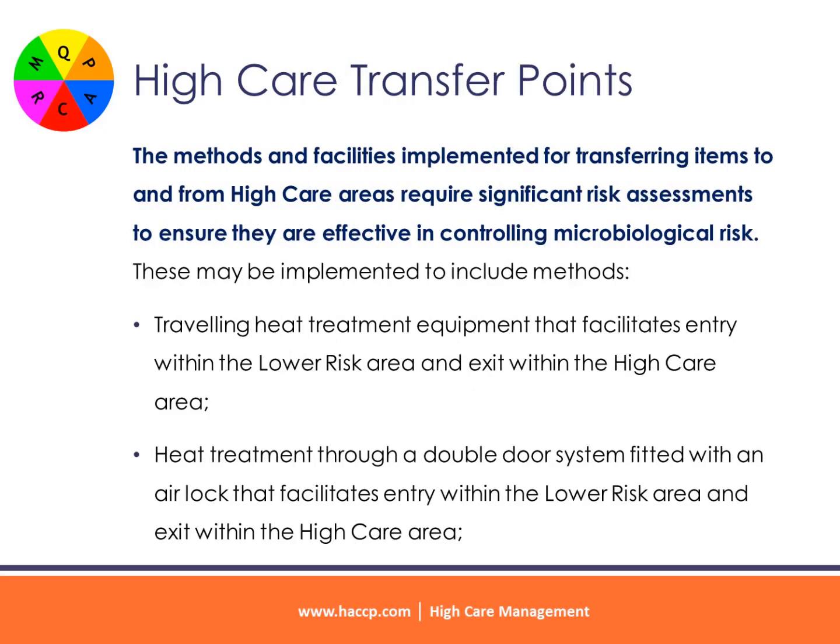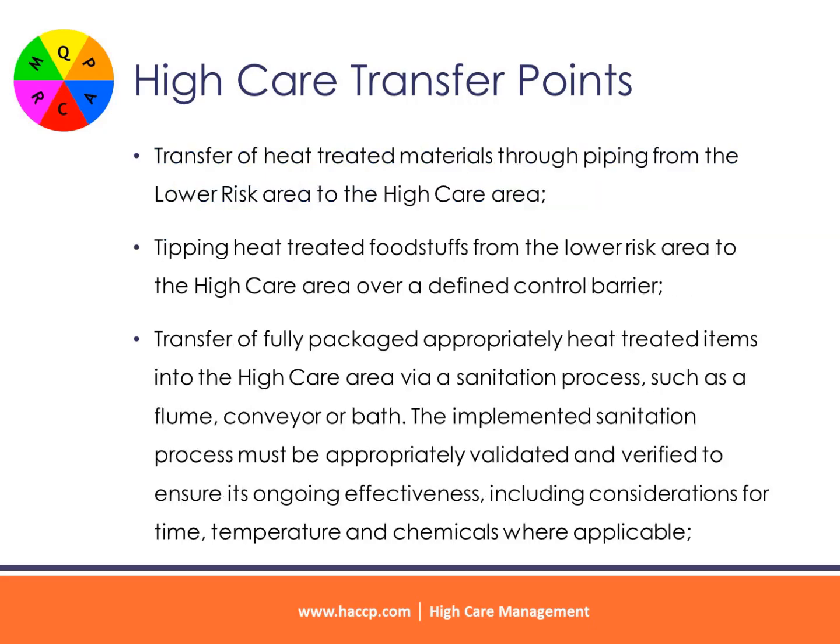High-care transfer points. The methods and facilities implemented for transferring items to and from high-care areas require significant risk assessments to ensure they are effective in controlling microbiological risk. These may be implemented to include methods such as traveling heat treatment equipment that facilitates entry within the lower risk area and exit within the high-care area. Heat treatment through a double-door system fitted with an airlock that facilitates entry within the lower-risk area and exit within the high-care area. Transfer of heat-treated materials through piping from the lower-risk area to the high-care area. Tipping heat-treated foodstuffs from the lower-risk area to the high-care area over a defined control barrier.